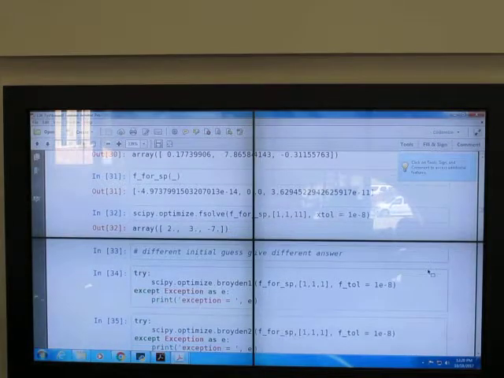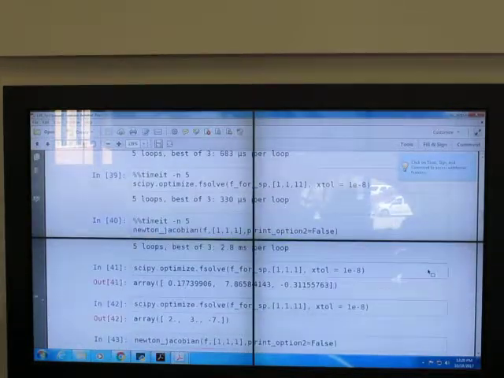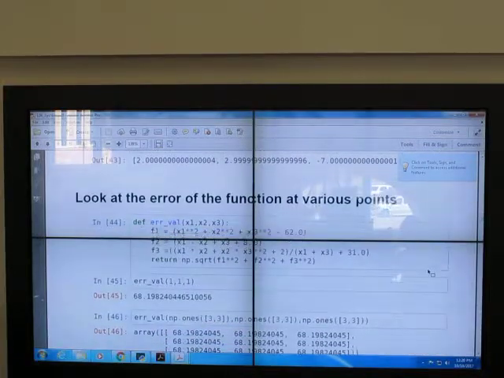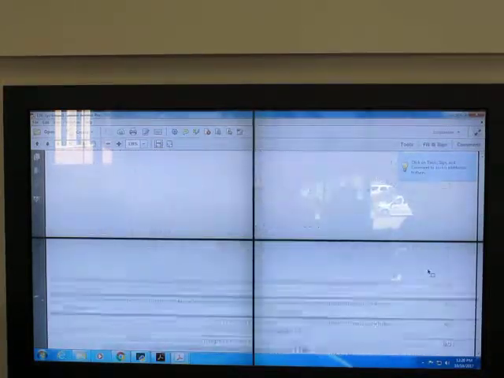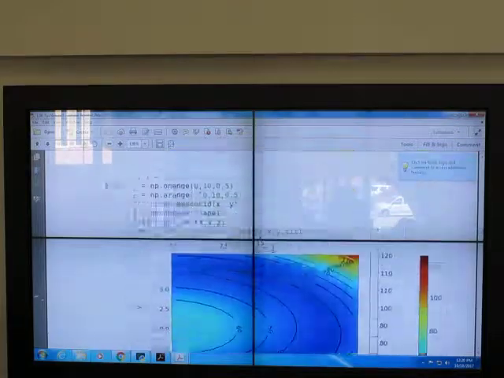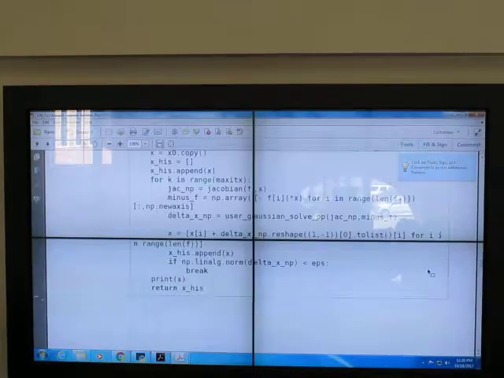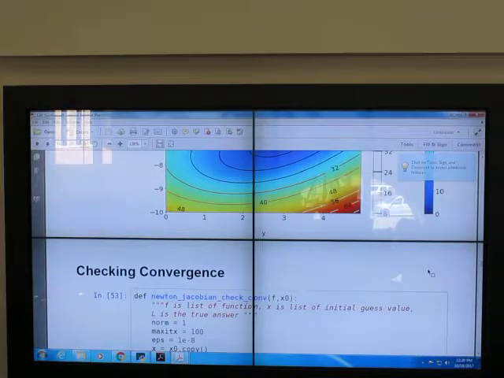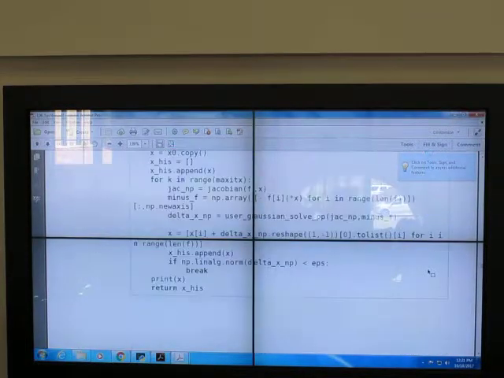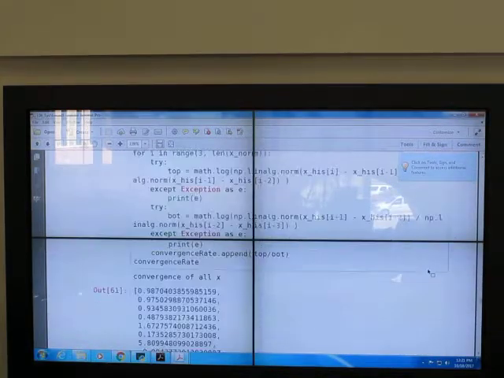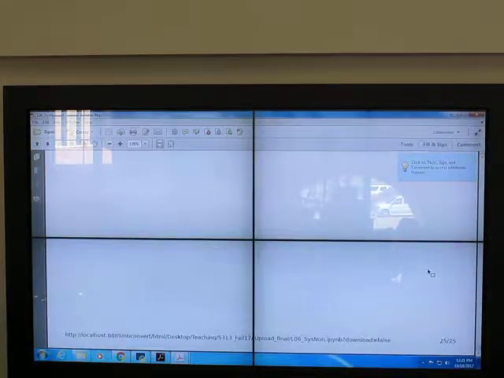So now we actually are done with the system of equations. Speed comparison, nothing. Error verification, nothing. This is just a graph to show the error. So now we are checking convergence. Not that important, but this shows you how it converges to the solution. Done. System of nonlinear equations.